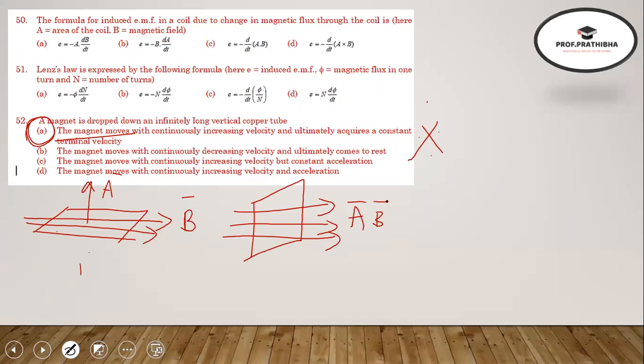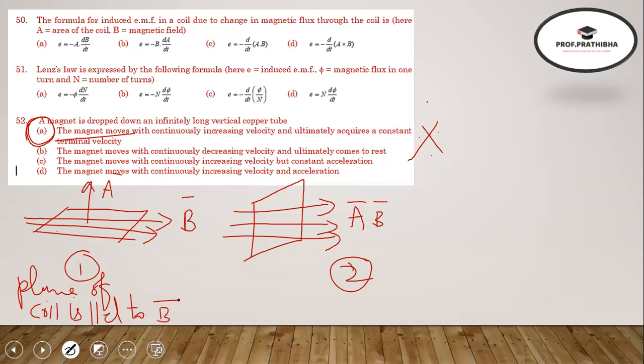First case or second case? Torque is necessary for rotation, so in the first case or the second case, in which will rotation occur? You will change your answer yourselves. Here the plane of the coil is parallel to the magnetic field, and here the plane of the coil is perpendicular to the magnetic field.